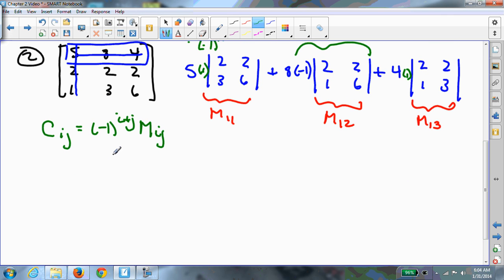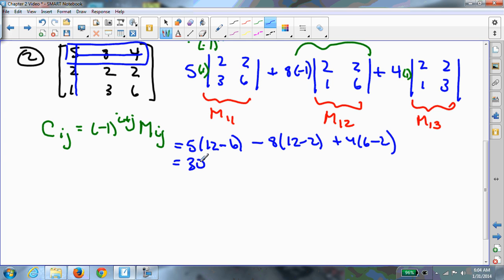So if I evaluate this using cofactor expansion, I'm going to have 5 times 12 minus 6, minus 8 times 12 minus 2, plus 4 times 6 minus 2. So 30 minus 80 plus 16, negative 50, this is going to be negative 34. And again, remember that I can get these using any row or any column.